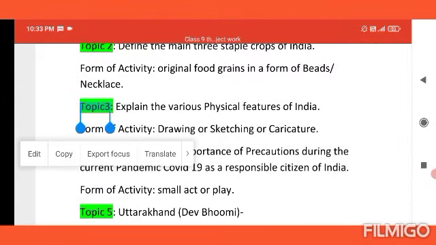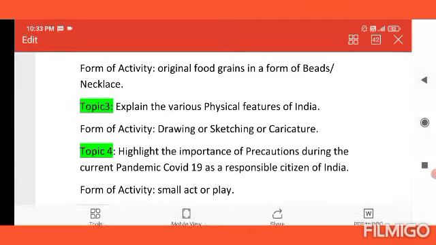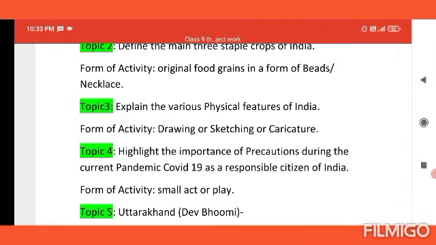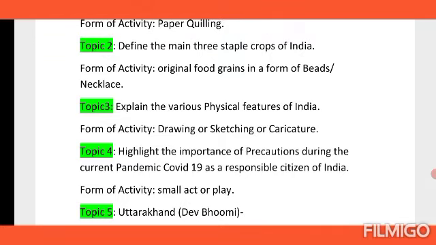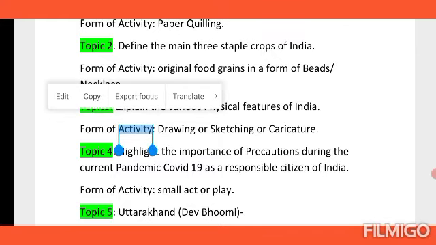Then the third topic you can see here, explain the various physical features of India. This is the first chapter of geography which we have covered recently, and I've explained it to you in great detail. You will show the various features of India, like Himalayas, northern plains, peninsular plateau, deserts, coastal plains, islands. What will be the form of activity? The form of activity will be drawing. You can draw it, or you can do sketching, or caricature.